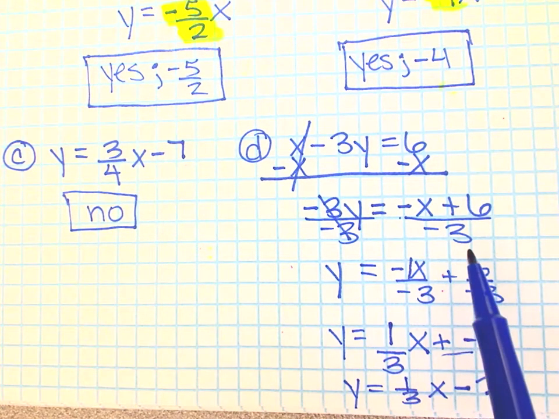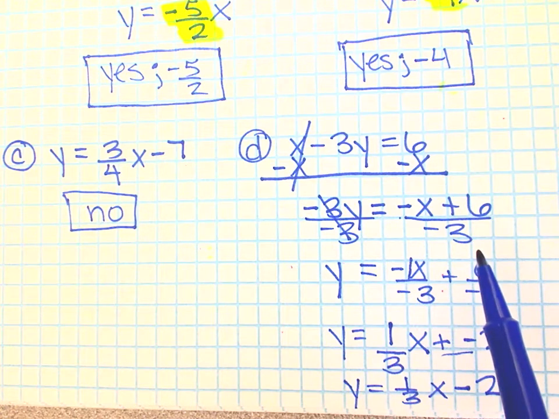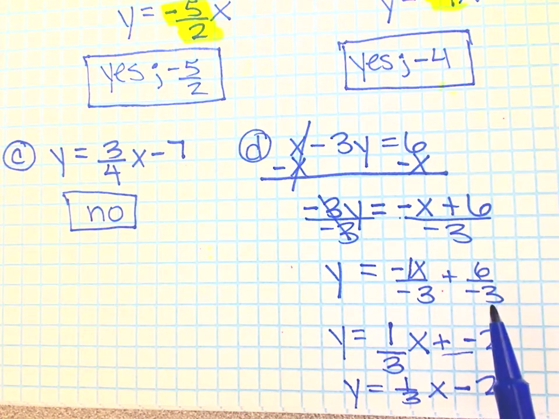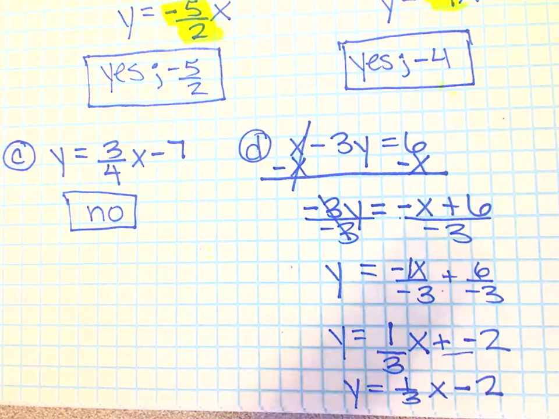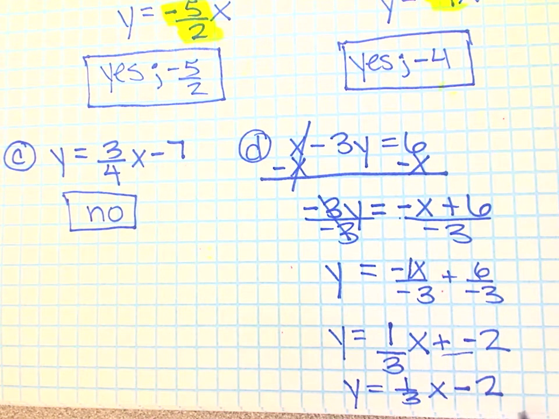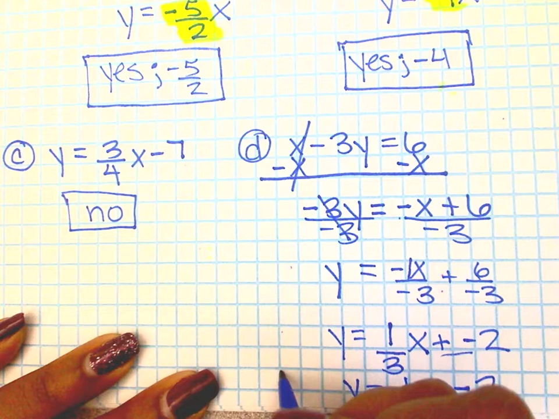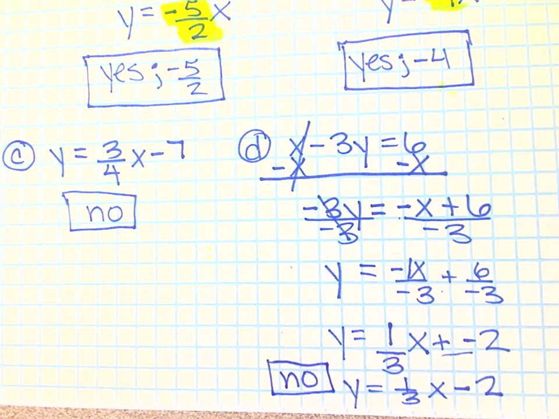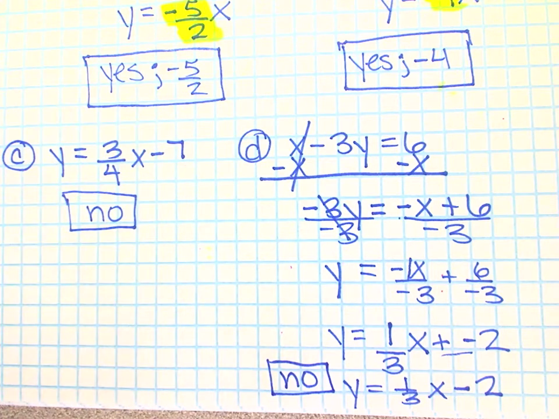So when you get to this part of the step, remember that you have to split it up like it's two problems. So that's where I get my negative 1x over negative 3 plus 6 over negative 3. And I'd solve them separately to get my final answer. But now, does that look like a direct variation? No, because what's lingering around? That negative 2. So my answer is no. Nope. It is not.